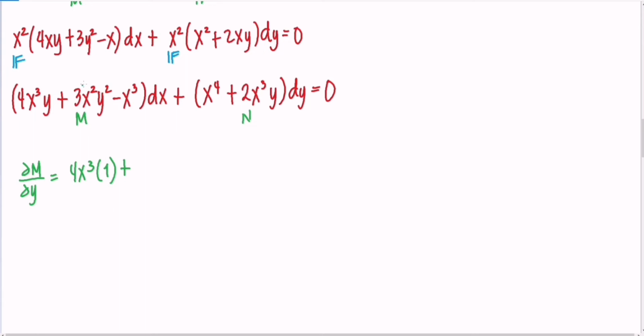Ayan. Plus, dito naman, ang i-derivative natin ay y. So si 3x squared, just copy. And then derivative ng y squared, 2y. Ayan. Tapos ito, since 0 yan, constant yan, so ang derivative niyan ay 0. So ang final partial derivatives natin in terms of y is 4x cubed. And then ito, 3x squared times 2y is 6x squared y. Okay? So try naman natin yung isa.